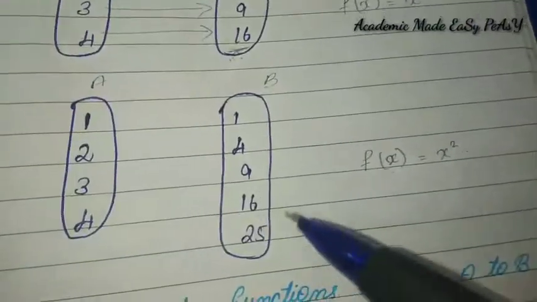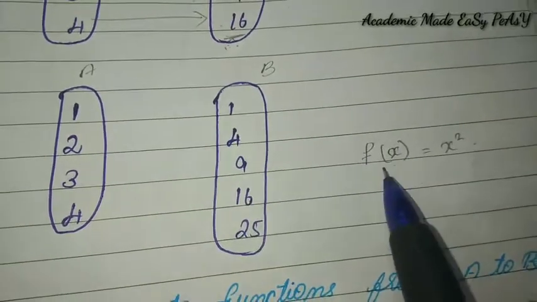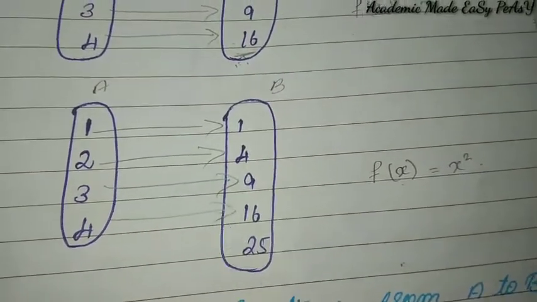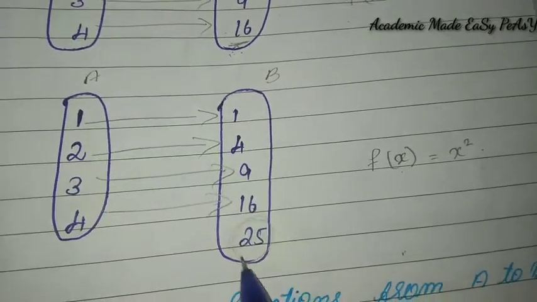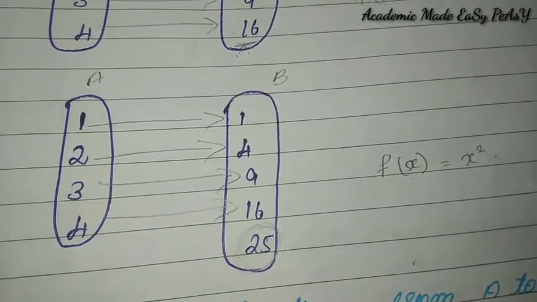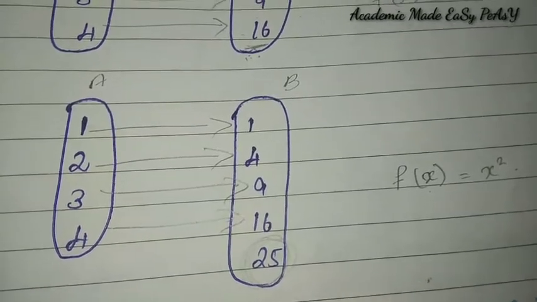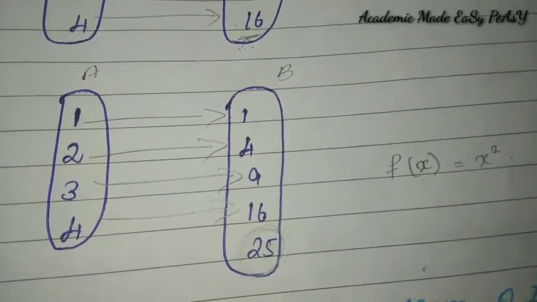Next example I'm taking here. So the same thing, isn't it? So 1, 2, 1, 4, 9, 16. So now here one element is left over here. Even if one element is left over, then it is not onto, because the condition for onto is codomain should be equal to range.